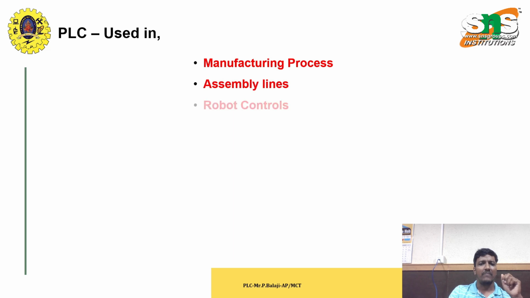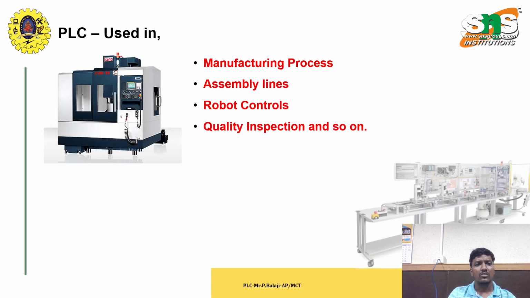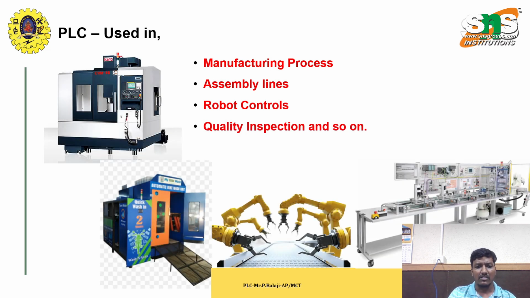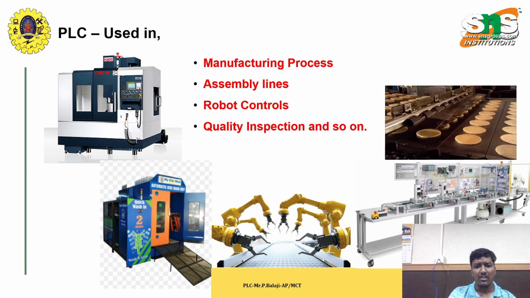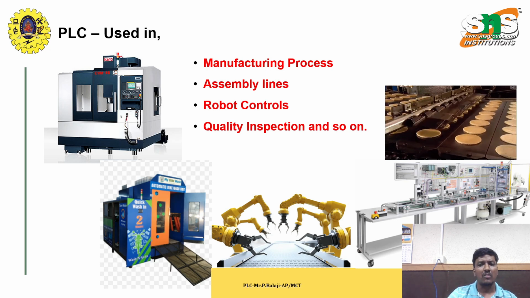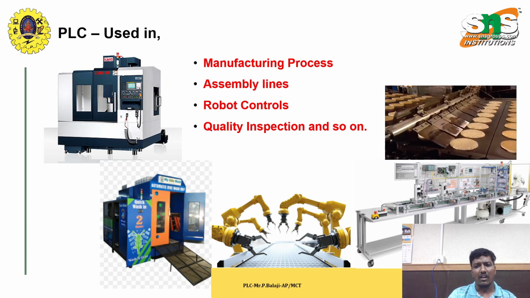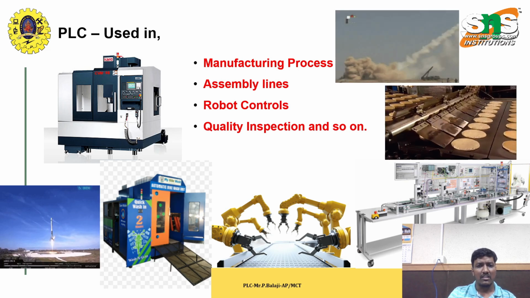We can use it in the manufacturing process, assembly lines, robot control systems, quality inspection, and other applications too. You can see where we can use it: pick and place robots, CNC, and automated control processes like alarm setup. We can use these kinds of PLCs.